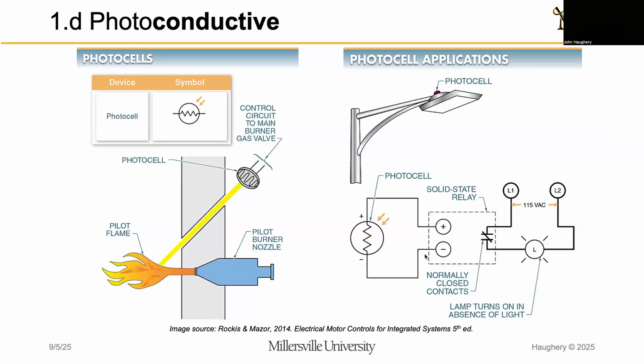And so just like we've talked about with the temperature sensors and the pressure sensors, this photoconductive is using the same properties of a change in resistance caused by a change in light that's then producing a changed voltage drop that is being applied to a solid state relay to energize or de-energize that solid state relay, causing the contacts to open or close. Again, no moving parts, just using a change in light to drive that solid state relay internally.